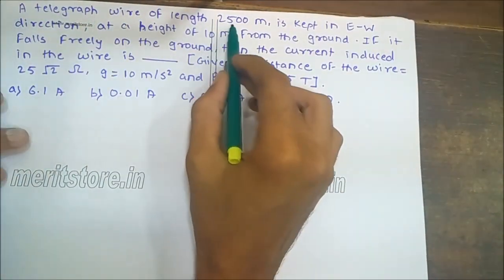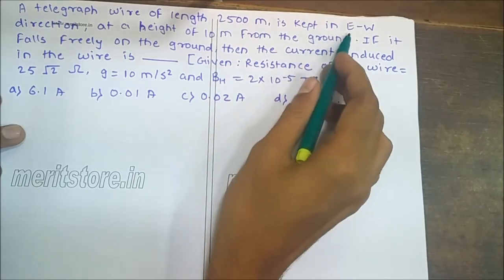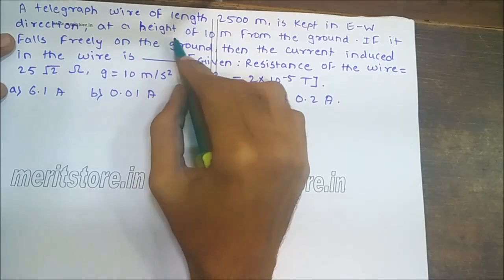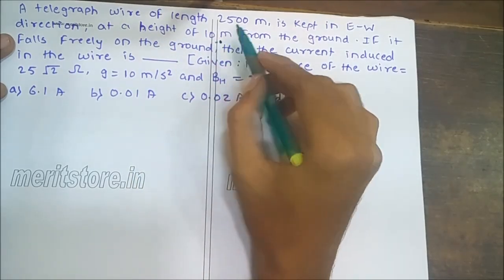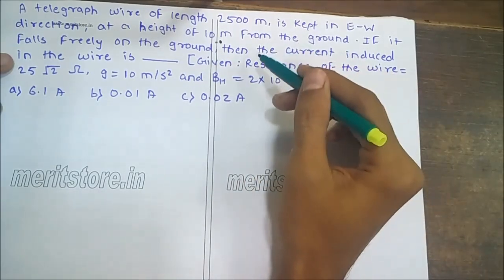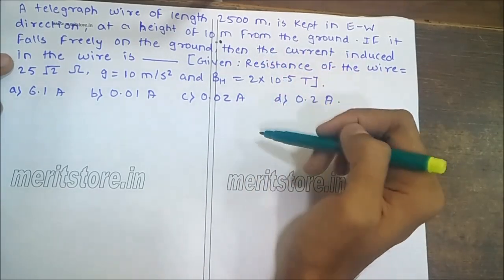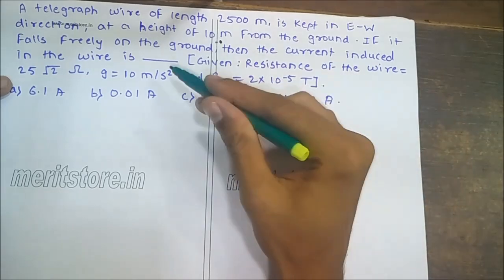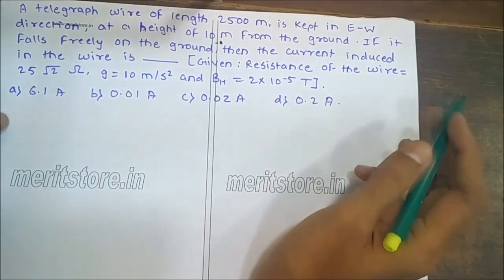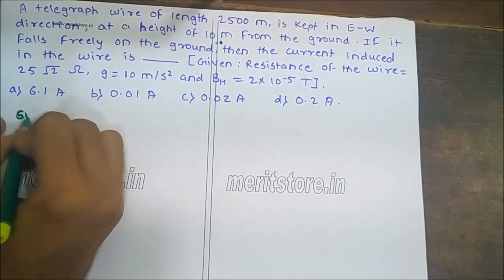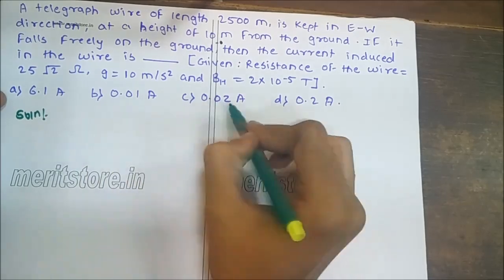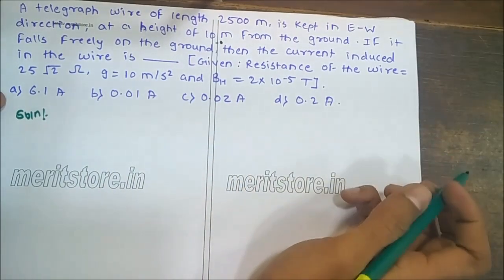A telegraph wire of length 2500 meter is kept in an east-west direction at a height of 10 meters from the ground. If it falls freely on the ground, then the current induced inside the wire is, given that the resistance of the wire is 25 root 2 ohms, g is equal to 10 meter per second square, and BH is equal to 2 into 10 raised to minus 5 Tesla. The options we have are 6.1 amps, 0.01 amps, 0.02 amps, or 0.2 amps.